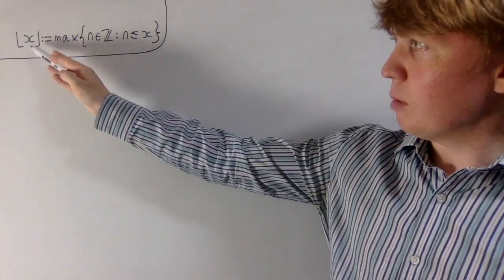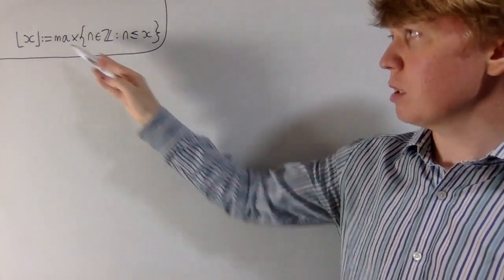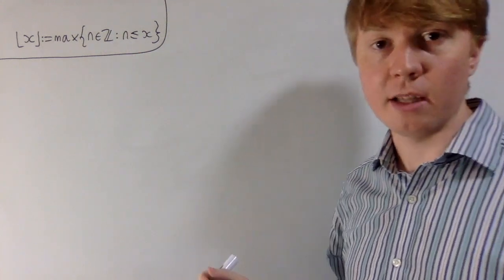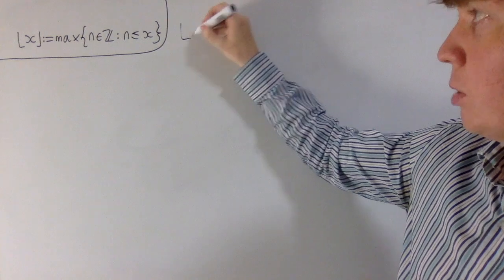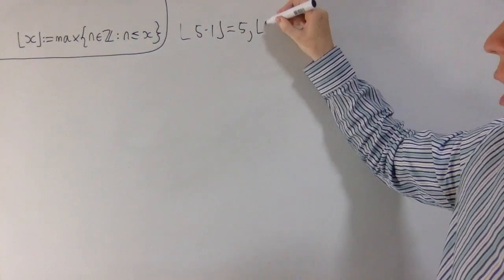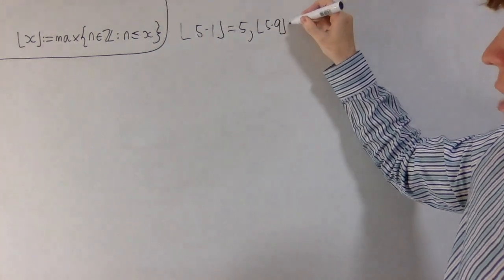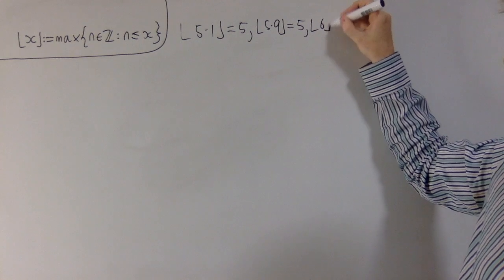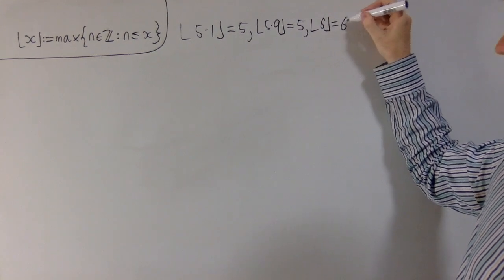So if we take a number x and take the floor function of this, basically what this is doing is taking the largest integer which is less than or equal to our value of x. For example, if you put 5.1 into the floor function, you get an output of 5. If you put something like 5.9 in, instead of rounding up to 6, this still goes down to 5. But if you were to put 6 into the floor function, you would get 6 as your output.